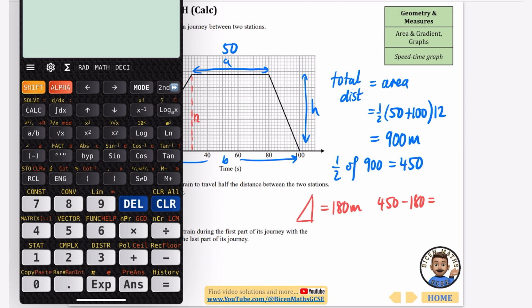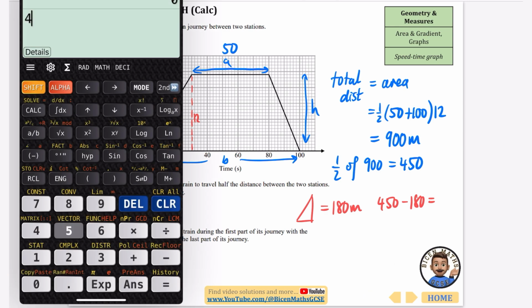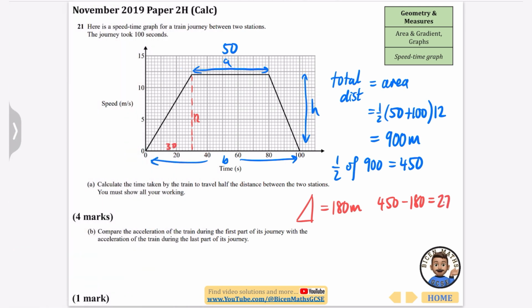So if I do 450 take away 180, what is going on with this calculator? We get 270 meters. So I want the area of this next rectangle to be 270 meters. Well, I can think, if I want the area of the rectangle to be 270, well, I know that the height of it is 12, and I want to find out what the time is along the bottom.